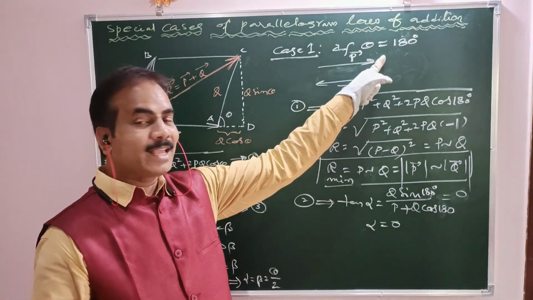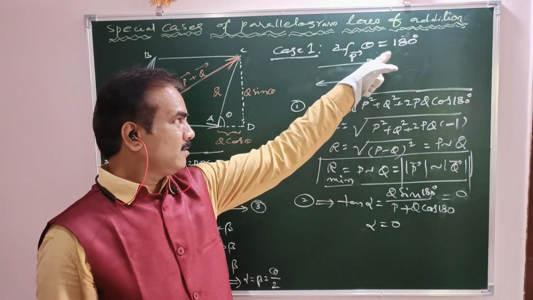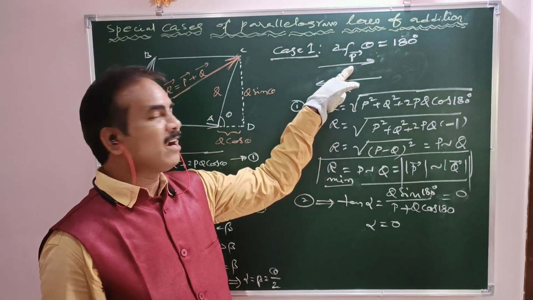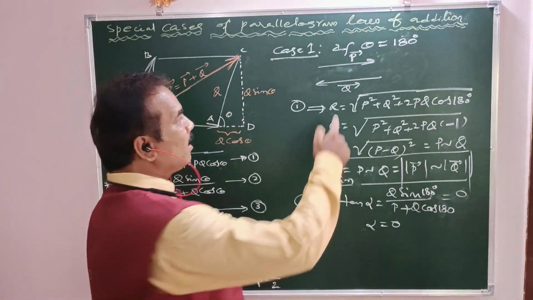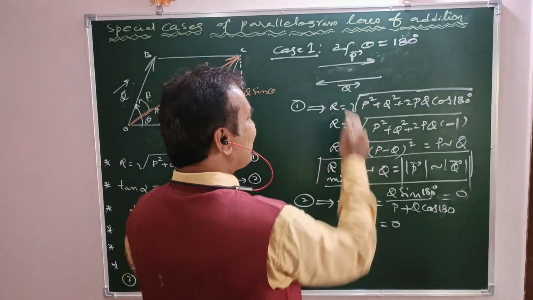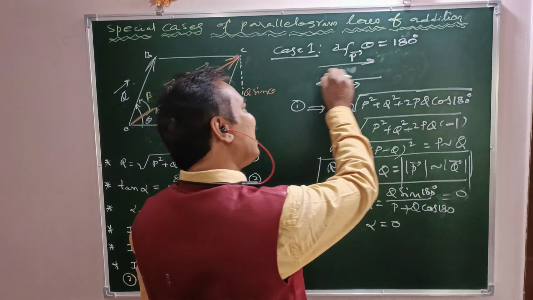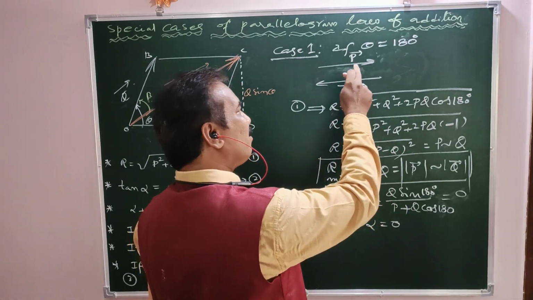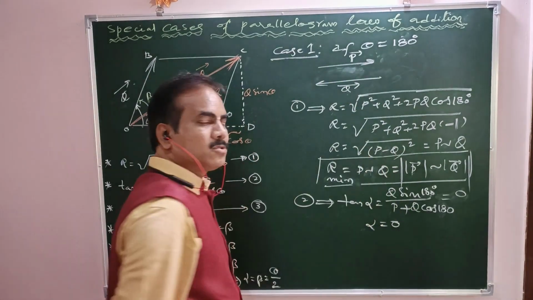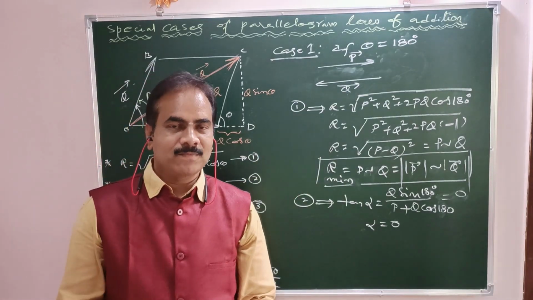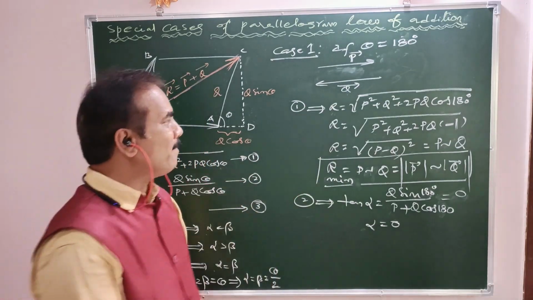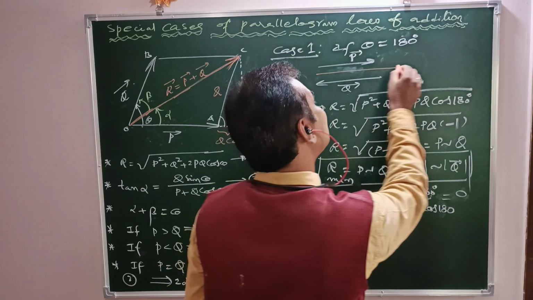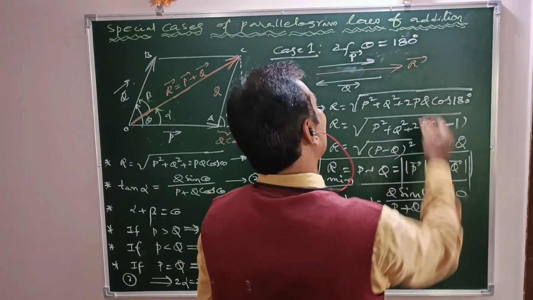In this case, when the two given parent vectors are inclined opposite to each other, the resultant takes the direction of that parent vector which has greater magnitude. That is, if mod p bar is greater than mod q bar, then the resultant takes the direction of p bar. Otherwise, if mod q bar is greater than mod p bar, then the resultant takes the direction of q bar. As an example, mod p bar is greater than mod q bar. In that case, this is the direction of the resultant.